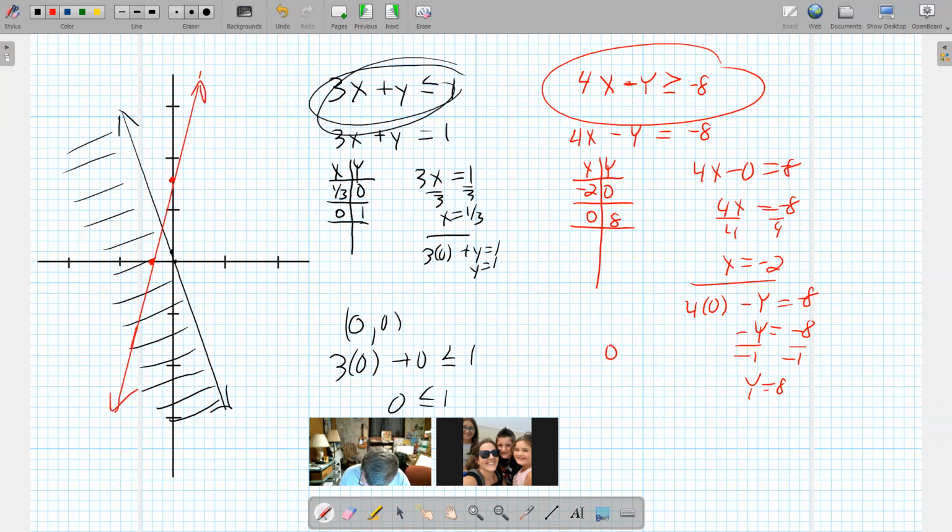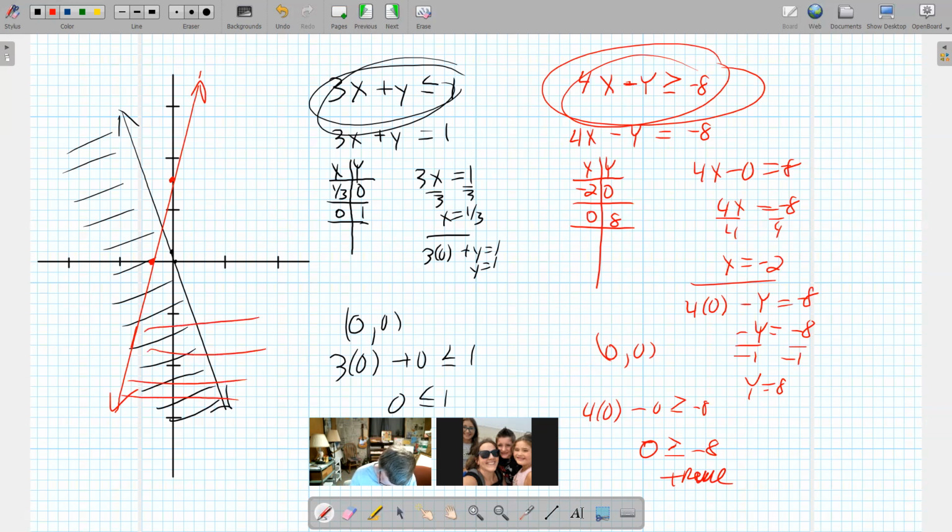And I'll use 0, 0 as a test point, putting 0, 0 in there. 4 times 0 minus 0 greater than or equal to -8. 0 is greater than or equal to -8. That's true. So this point, this is going to look like this.